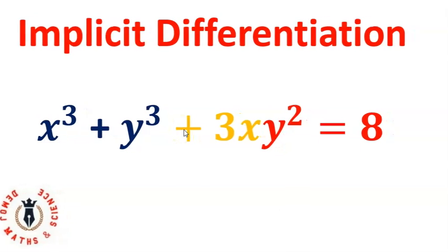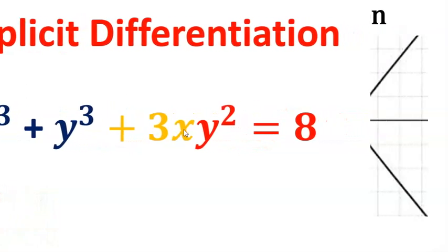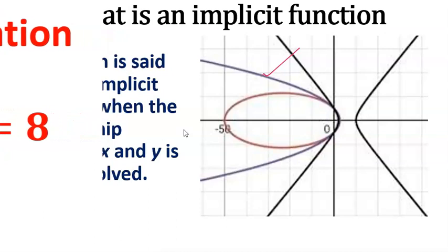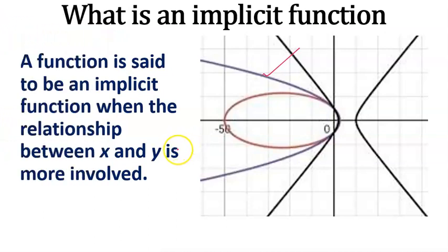An implicit function is a function that is highly involving between x and y, where you cannot easily separate x from y. You see such a function with the hyperbola, where we have x squared minus y squared is equal to 1. In such cases, it is not easy to separate your y from x, either before differentiation or after differentiation. Now let's look at this example.